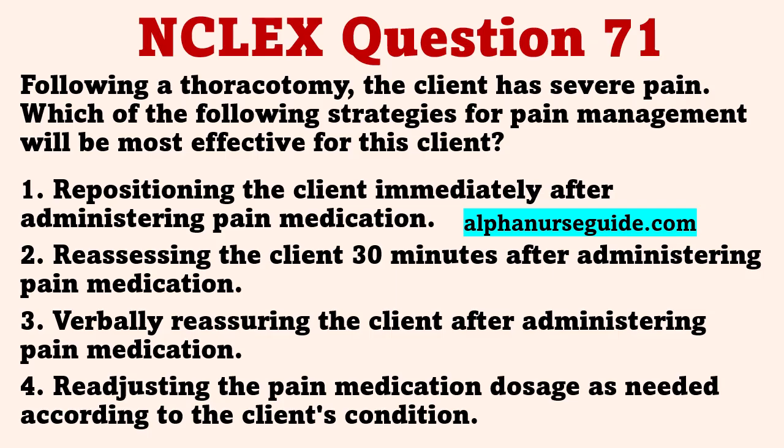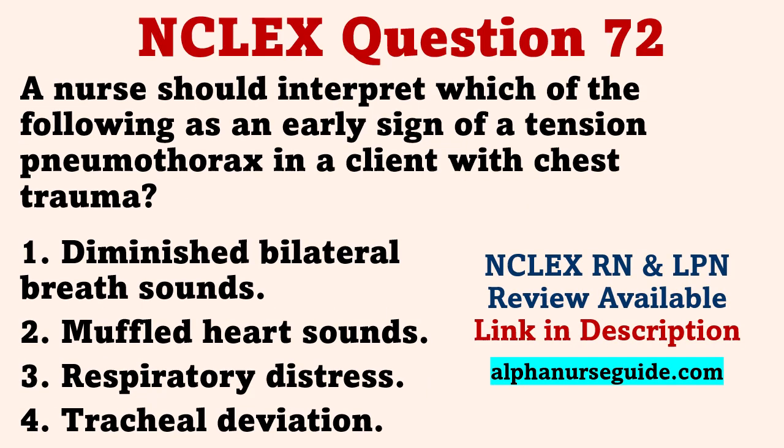must be evaluated first. A nurse should interpret which of the following as an early sign of tension pneumothorax in a client with chest trauma? 1. Diminished bilateral breath sounds. 2. Muffled heart sounds. 3. Respiratory distress. 4. Tracheal deviation.